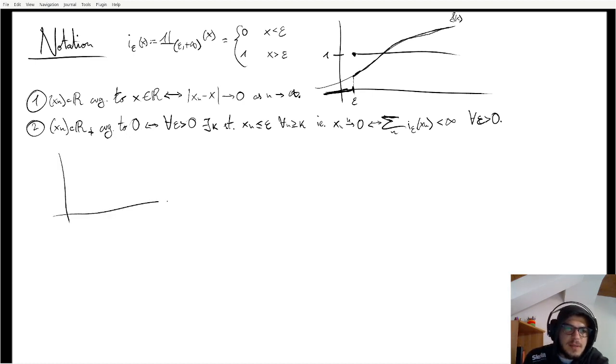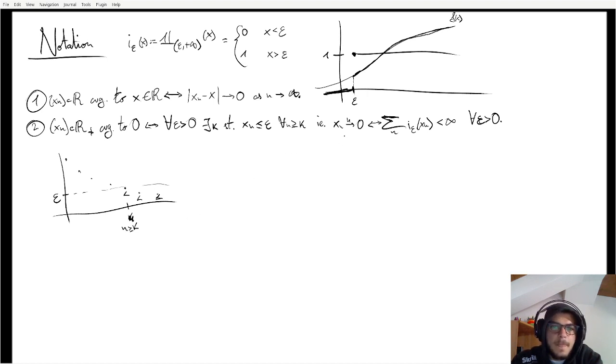A sequence of positive numbers converges to 0 if for any epsilon greater than 0, let's say this is epsilon, there exists some k such that for any n greater than k all the xn are smaller than epsilon.